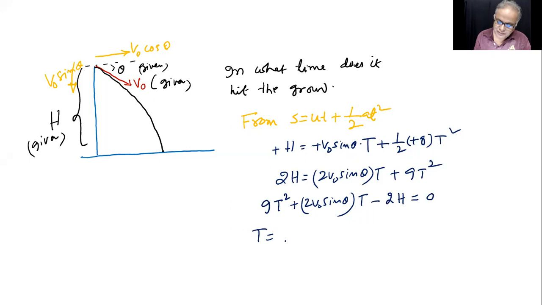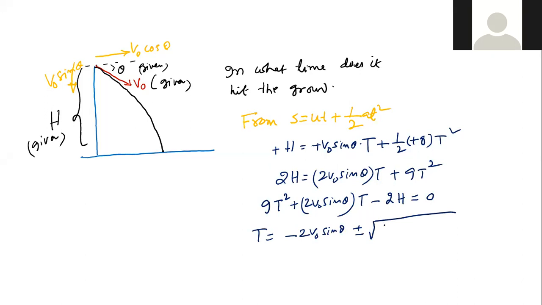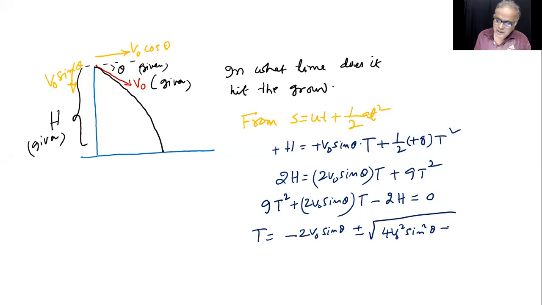Minus B, minus 2V0 sin theta. Right. Plus or minus root of B square minus 4AC. A is this.